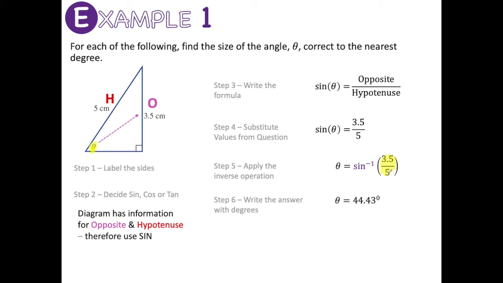So theta is equal to 44.43 degrees. And because the question is asking us to calculate it to the nearest degree, my answer is going to be 44 degrees. So my missing angle in the right angled triangle is going to be 44 degrees.